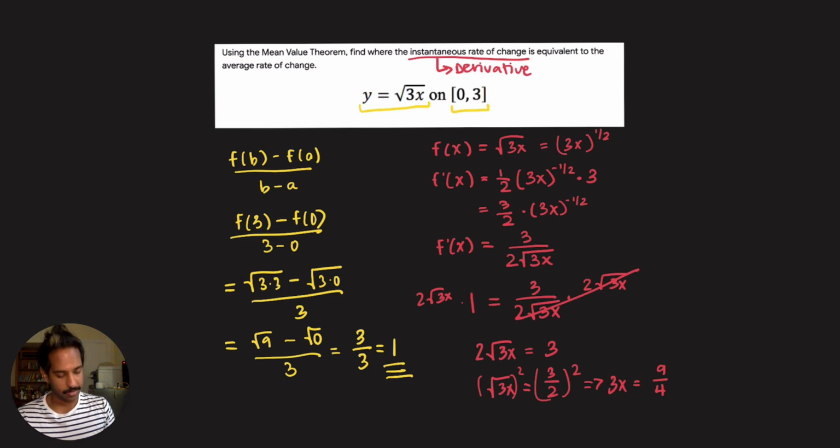And then the last step is to divide by 3. So x equals 9 over 12. And I can reduce 9 over 12 to equal 3 over 4. And so here we see that our final answer, the x value where the instantaneous rate of change is the same as the average rate of change, is when x equals 3 over 4.